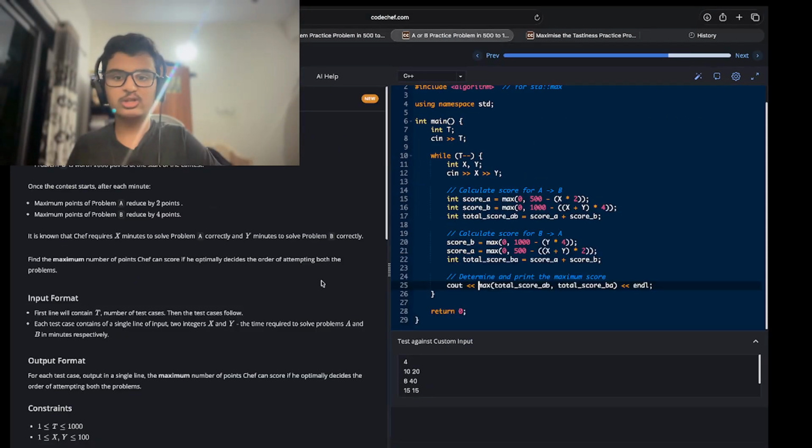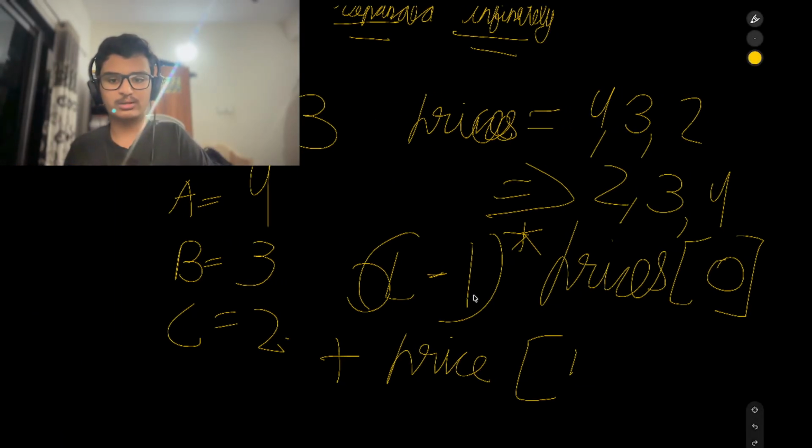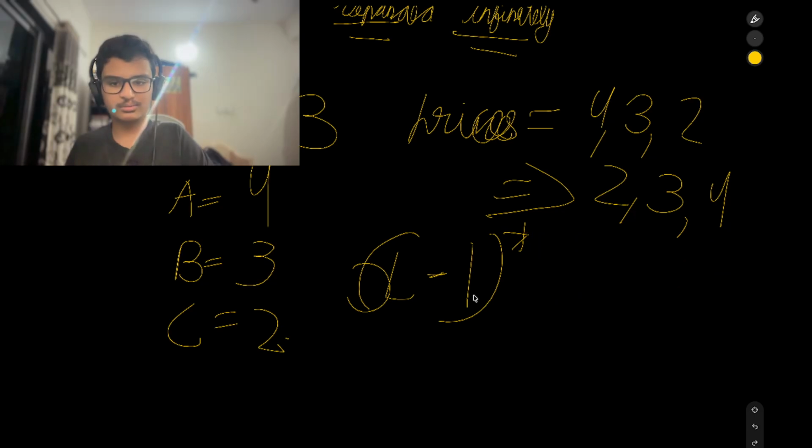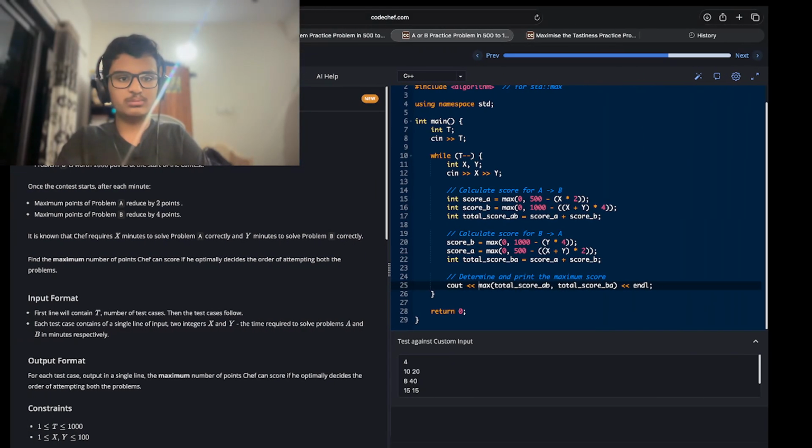This is a really common pattern which I have noticed when I've coded stuff. Let me first of all wipe the board. All right, yes. So what we are talking about here is we have problem A and we have problem B. Problem A is worth, how much is it worth? 500 points, yes. And problem B is worth 1000 points.